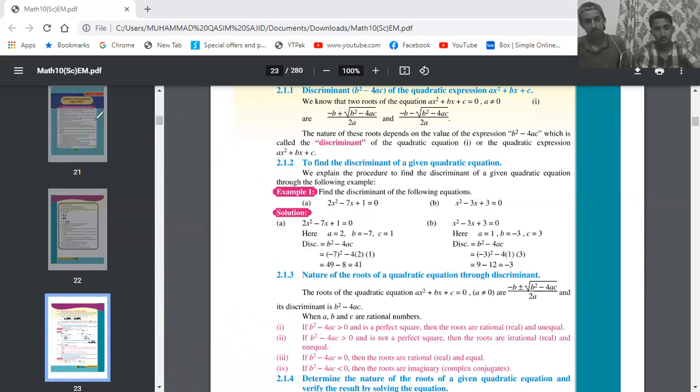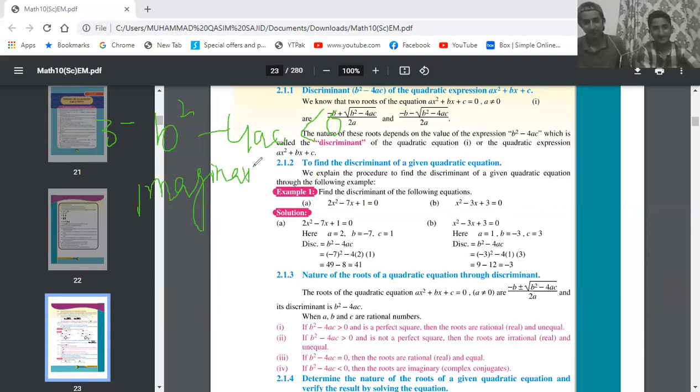Now the third one is when b square minus 4ac is less than 0. When b square minus 4ac is less than 0, this means that the roots are imaginary.